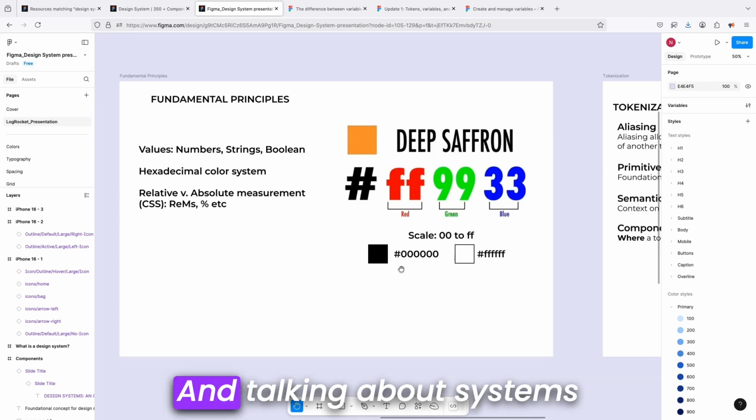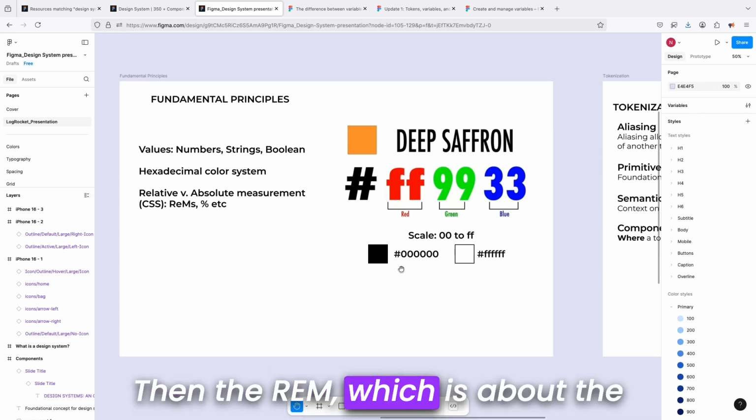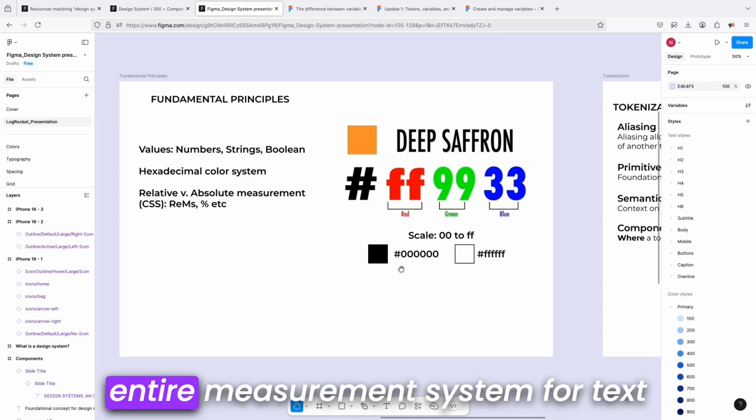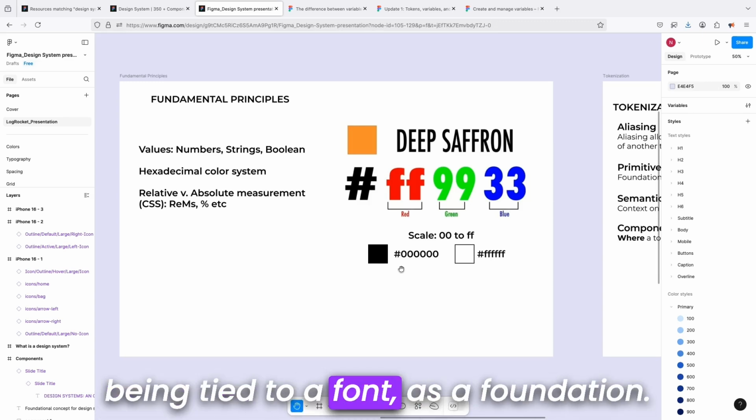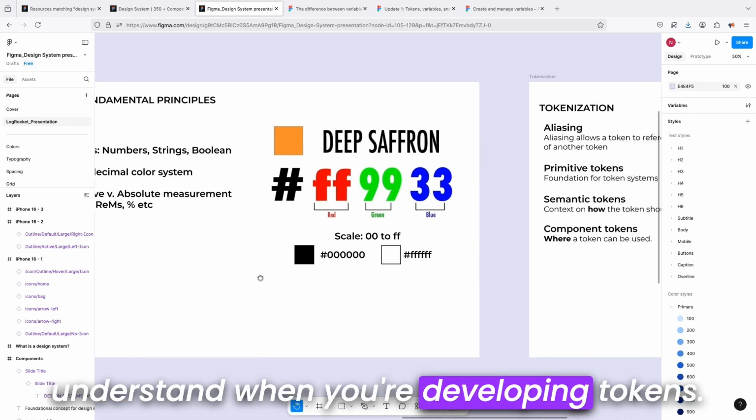And if talking about systems referring to systems, then the REM, which is about the entire measurement system for text being tied to a font as a foundation. So these are things you really have to understand when you're developing tokens.